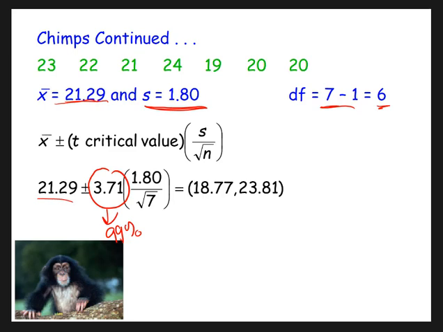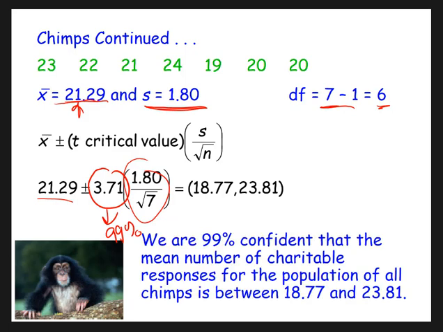21.29 is our point estimate. 1.8 divided by the square root of 7 is our estimate for the standard error of the mean. So that is our 99% confidence interval.